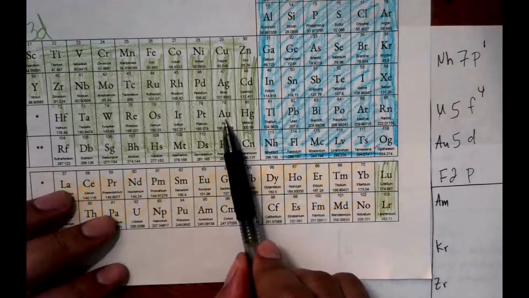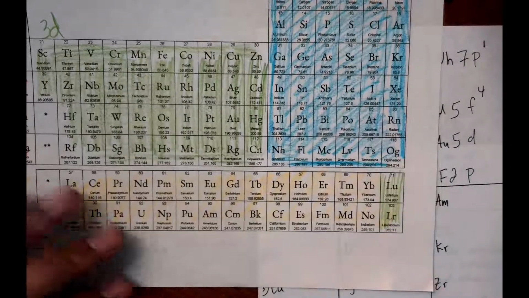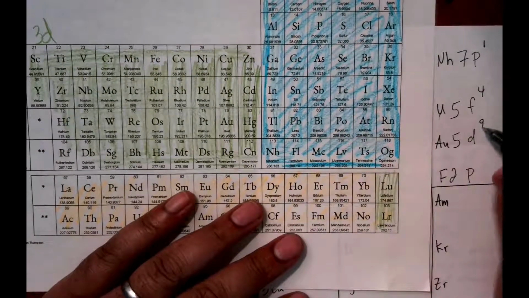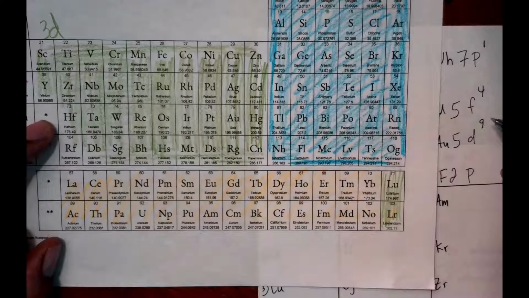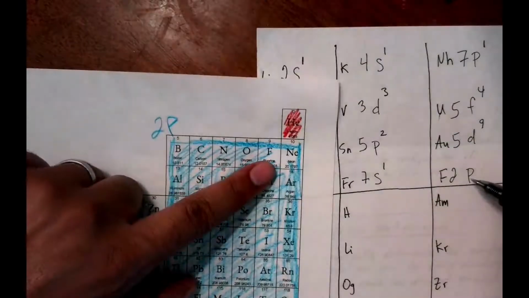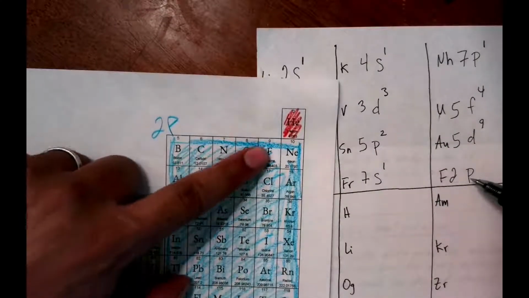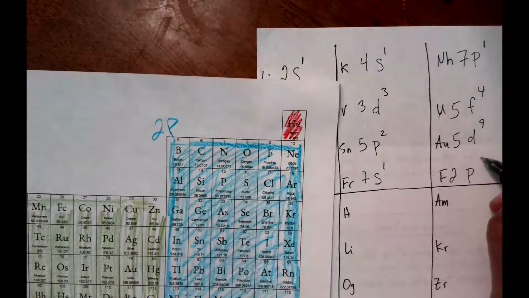So Au is 1, 2, 3, 4, 5, 6, 7, 8, 9. So it's the 9th one over, 5d9. Now, I'm glad this came up so that you know that you will count this slot because its apartment does exist. All right. Next is F, fluorine, that's over here, which is 1, 2, 3, 4, 1, 2, 3, 4, 5, the 5th one over.